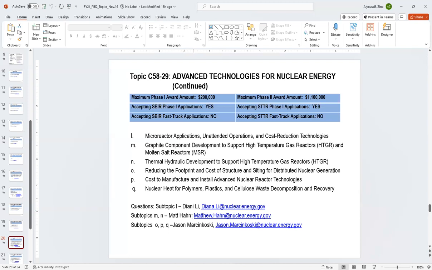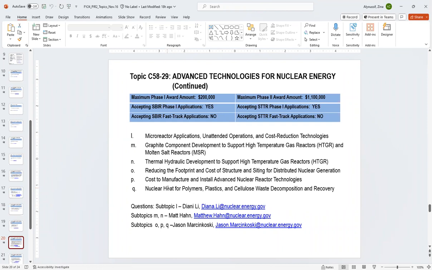Hi, I'm Diana Lee. I'm the program manager for the microreactor program, and subtopic L is the area I'm focused on. From a 1,000-mile view, the microreactor program is focused on leveraging cross-cutting research and development activities to achieve technological breakthroughs for key features of microreactors, which would reduce risk and time needed to deploy microreactors. So for this subtopic area, we're looking into three different areas.